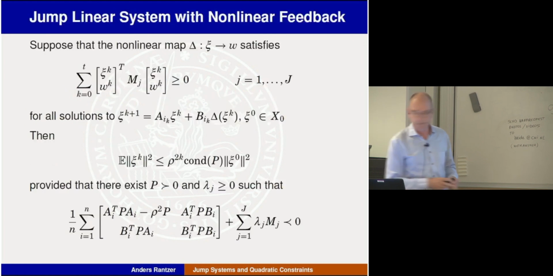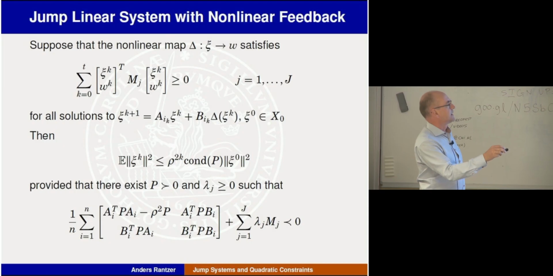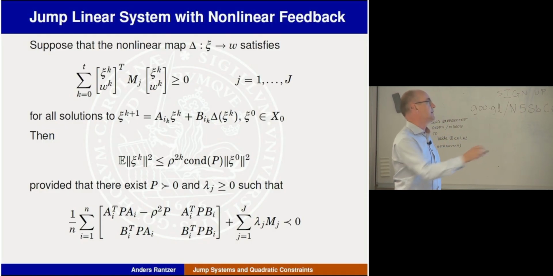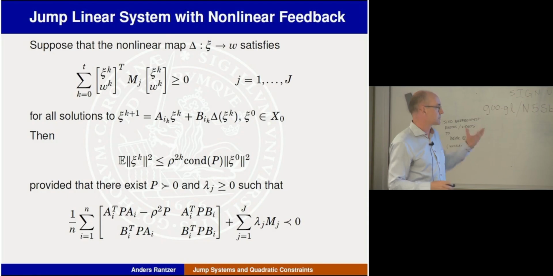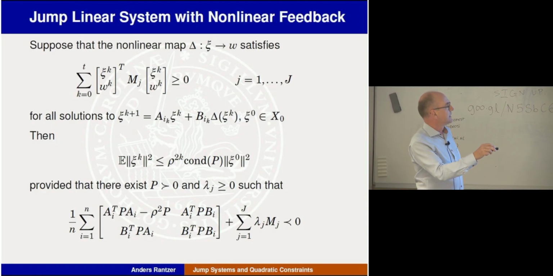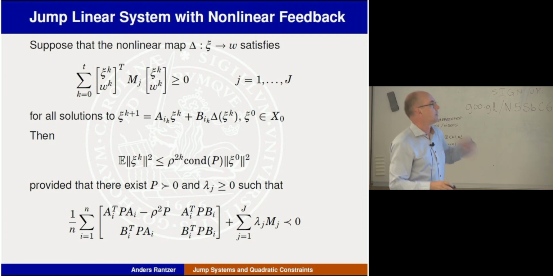But then there is nonlinear feedback. So this linear system now is fed with inputs that are computed in a nonlinear fashion from the previous state. So altogether this becomes a nonlinear jump system. So of course we need some assumptions about the nonlinear part, and these assumptions are given in terms of quadratic inequalities. So it's assumed that the delta is a map from psi to W that has the property that this quadratic inequality always holds.